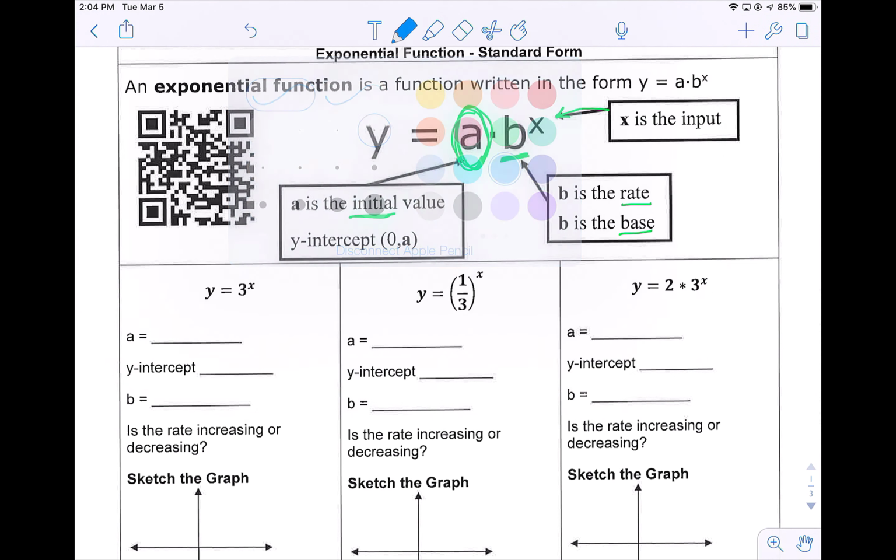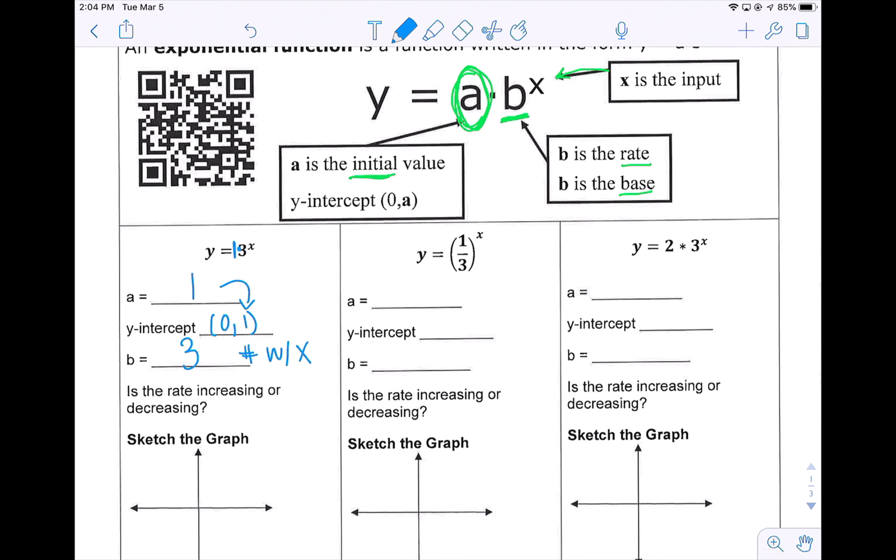So on this initial one, remember a is the number in front. So this one, a is an invisible 1. My y-intercept is 0, 1. And then b is the number with x. So on this first example, there is no number in front of that, so make sure you watch out for a's and b's and like sneaky a's.